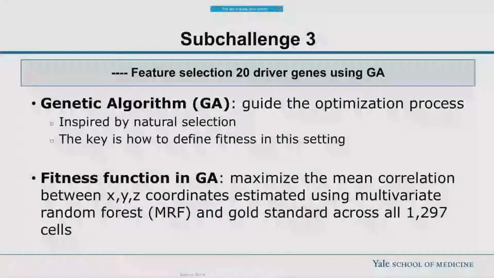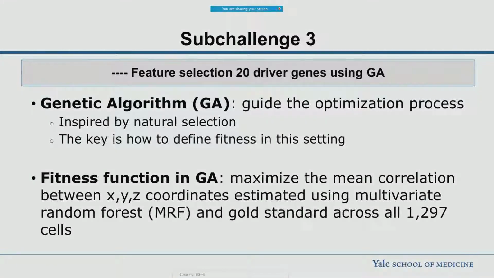As mentioned before, the third sub-challenge is the most difficult one because we're only able to use 20 genes in this setting to predict the spatial information. So we use another strategy called genetic algorithm to guide our optimization process. Genetic algorithm is inspired by natural selection, and the key is how we're going to define fitness in this setting.